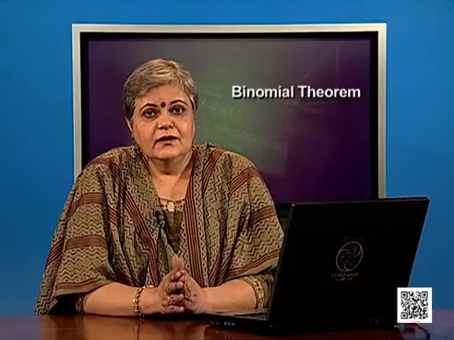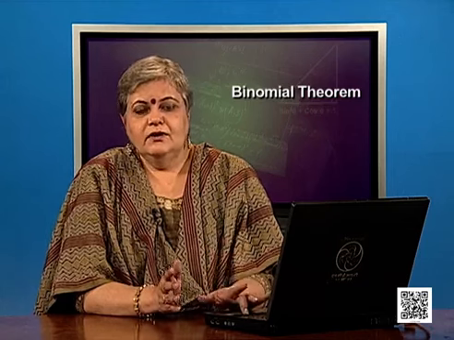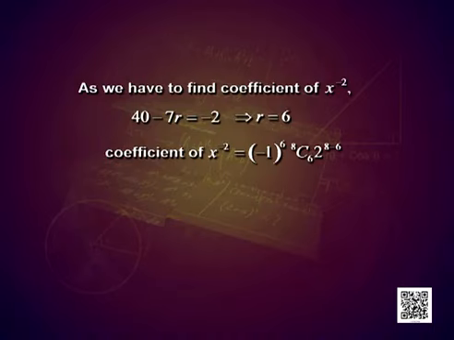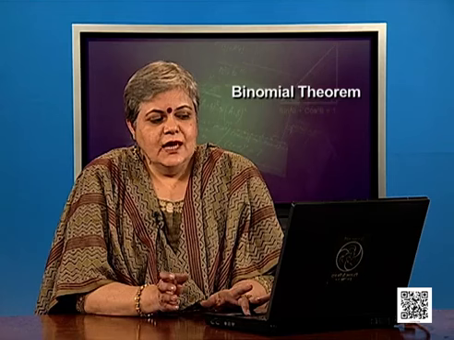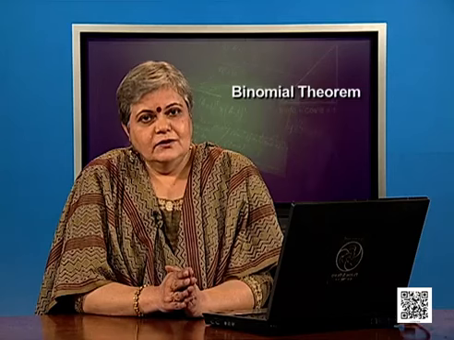Not the 6th term, but the 7th term. Remember, we are talking about T r plus 1, and therefore, if I substitute r equal to 6, I get the coefficient of x to the power minus 2 as negative 1 to the power 6, 8C6, 2 to the power 2, because 8 minus 6 is 2. And therefore, if you just calculate a little, you end up with your final answer as 112. So, 112 is the coefficient of x to the power negative 2 in the expansion of the given binomial raised to the power 8. Are we good with that?